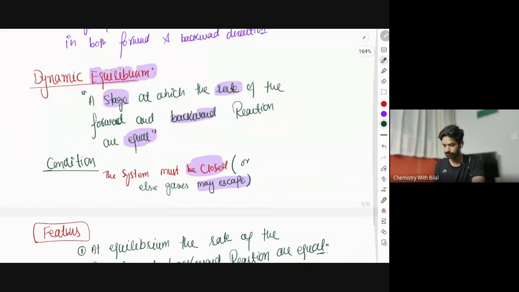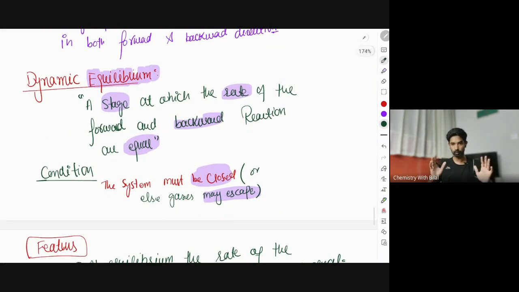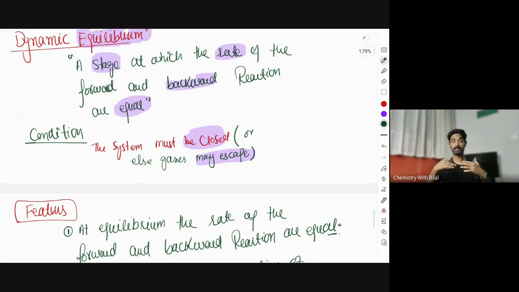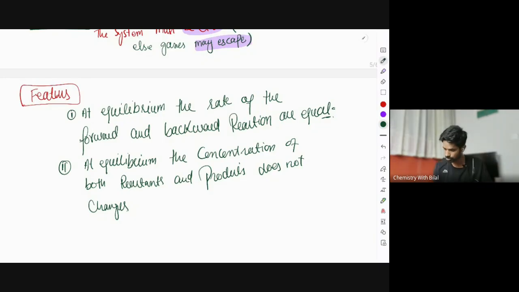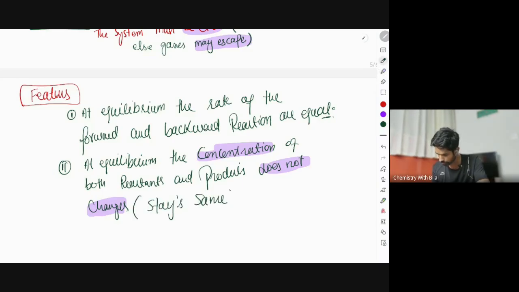Dynamic equilibrium is when the rate of forward and backward reactions are equal in a closed system. What is the condition to achieve that equilibrium? The system must be closed. And once the reaction has achieved equilibrium, what are the features? At equilibrium, the rate of forward and backward reactions are equal. And at equilibrium, the concentration of both sides stays the same, does not change, as long as the system is at equilibrium. Any question? Yes, Anaya.